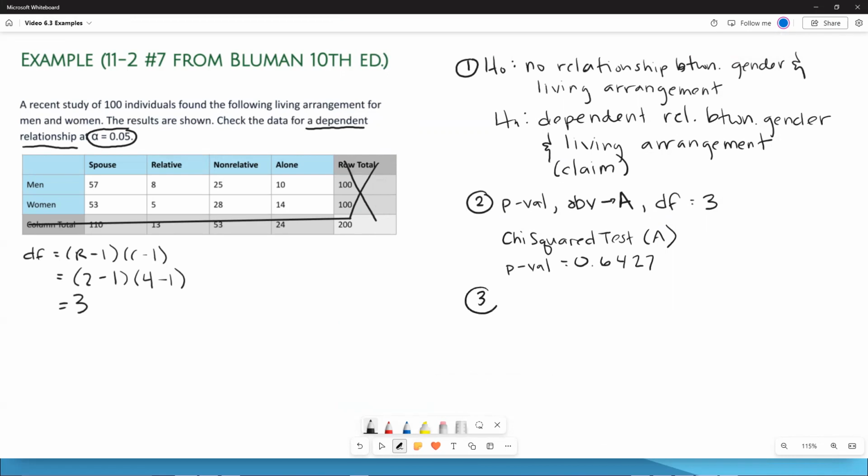For step 3, we're going to compare that 0.6427 to our alpha value, which is 0.05. And 0.64 is much bigger than 0.05. So we're going to not reject. And then for step 4, since we did not reject, there is not enough evidence.